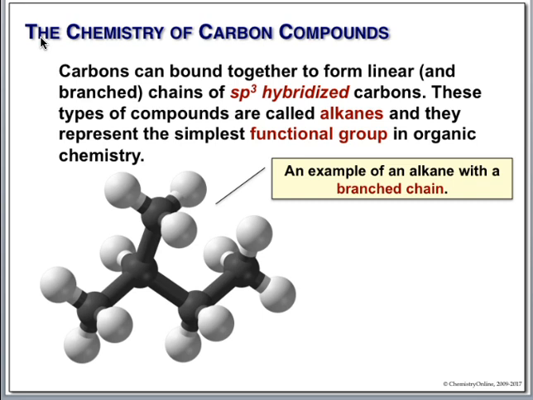Why is it still an alkane? It's an alkane because all of the carbons are sp3 hybridized. They're all bonded to four things by single bonds, and each of these geometries is identical. They're all tetrahedral. Any questions?